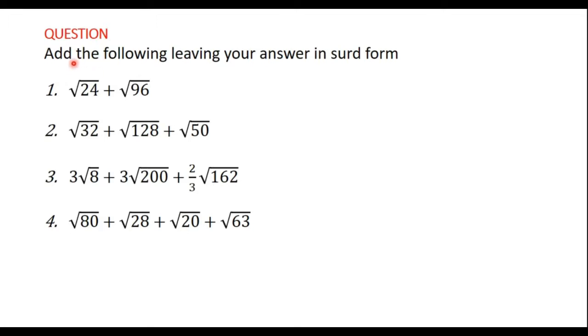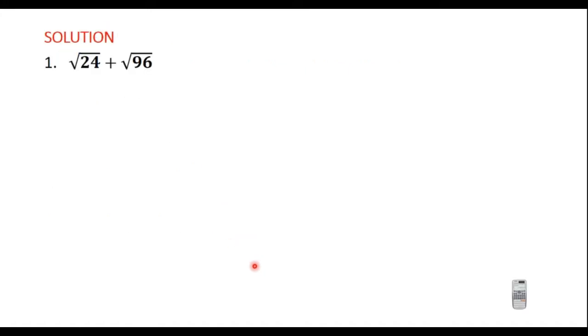So we are told to add the following, leaving our answers in surd form. So you pick these one after the other and solve it. For the first example, we have square root of 24 plus square root of 96. Now, if you have it in this way, what you have to do is first reduce these surds to its basic form, then you add. In the previous video, we saw how to reduce a surd to its basic form. We are going to continue with the explanation in this video too.